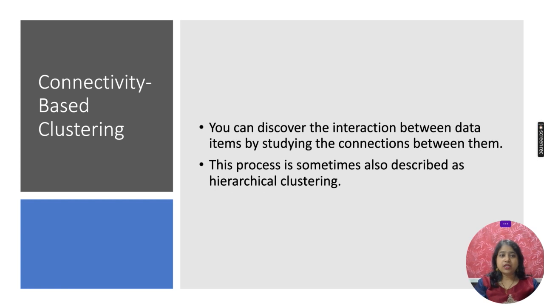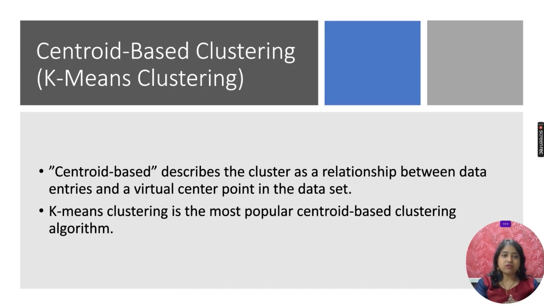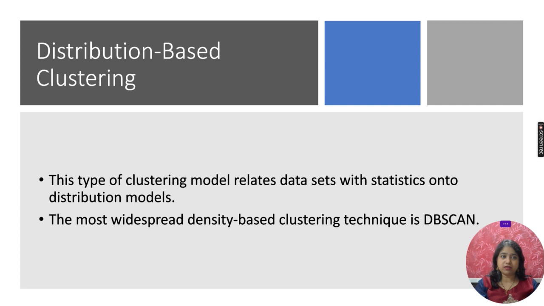Now, connectivity-based clustering. You can discover the interaction between data items by studying the connection between them. This process is sometimes also called hierarchical clustering. Centroid-based clustering, or k-means clustering. Centroid-based clustering discovers the cluster as a relationship between data entries and a virtual center point in the data set. K-means clustering is the most popular centroid-based clustering algorithm.